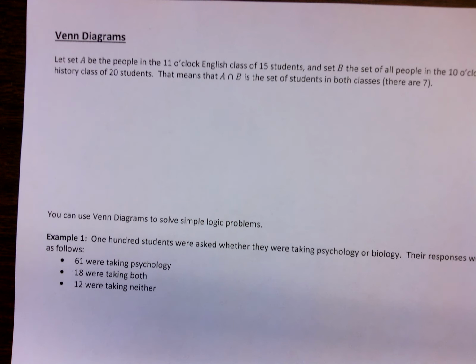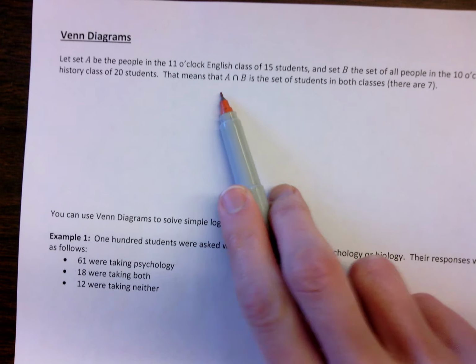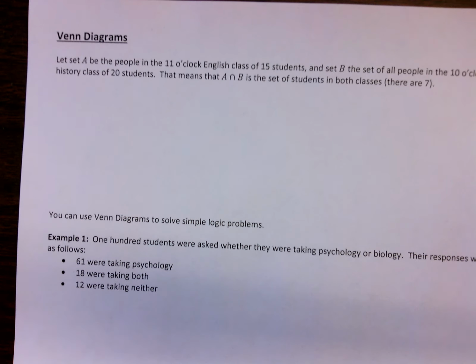But we're going to talk about Venn diagrams because that's the common name for them. So let's look at this. We're going to say set A is the set of people in the 11 o'clock English class, which has 15 people in it. Set B is all of the people in the 10 o'clock history class, which has 20 kids in it. That means the intersection of A and B, which looks like an upside-down U for intersection, is the students who are in both classes, of which there are 7.